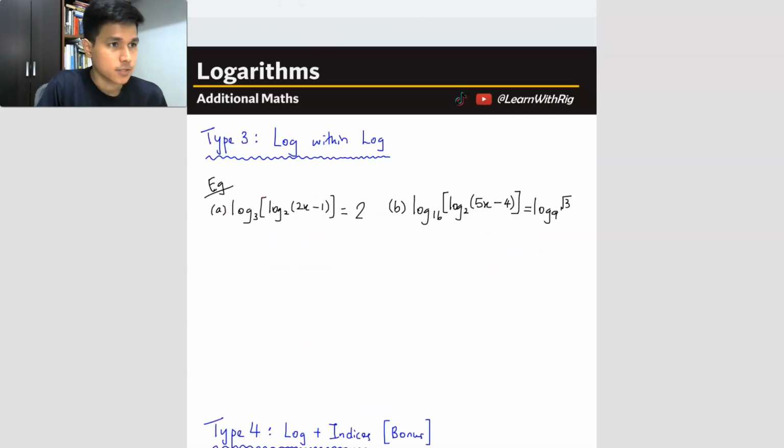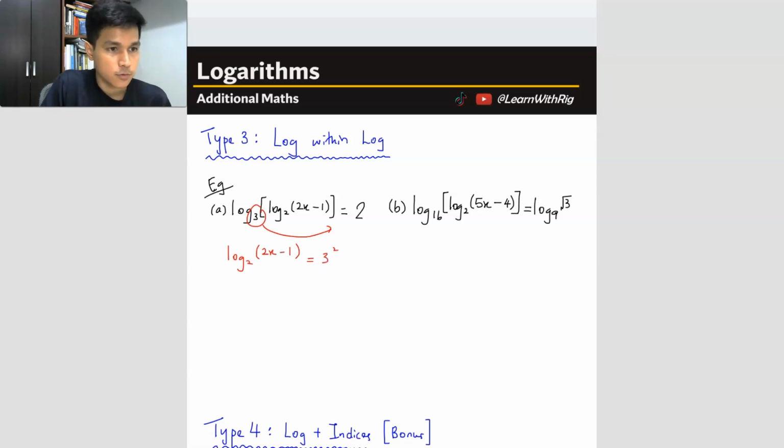So let's look at type 3. Type 3 is log within log. When you see here, there's log base 3, and then inside there's another log. And in question B, you have log here, you have another log here. So what do you do? In this case, since there is no log on the other side, we can convert this log form into index form, like what we mentioned just now. So we can just shift one by one. The first one you shift, so here you have log base 2 of 2x minus 1 equals to 3 power 2.